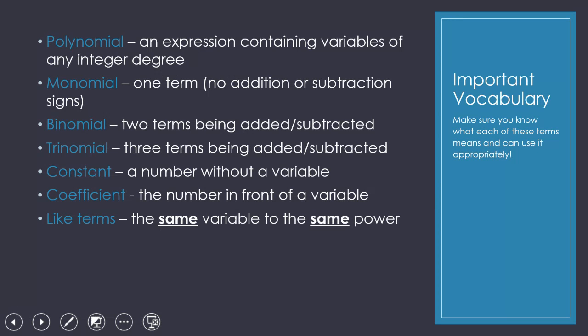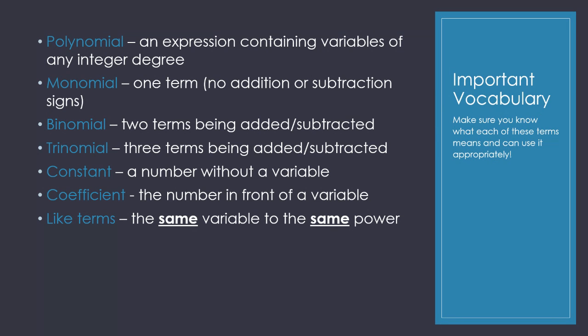Now that might have sounded like a lot of words that you don't know. So here's some important vocab that you need to be sure you understand and can use these terms appropriately. So first of all, what is a polynomial? It's an expression that contains variables of any integer degree. So you can have an x squared, you can have an x to the 0, you can have an x to the 5th. You cannot have an x to the 1/2, or you cannot have like a 1 over x. So a polynomial is just an expression that has variables, x's, y's, whatever, to different powers.